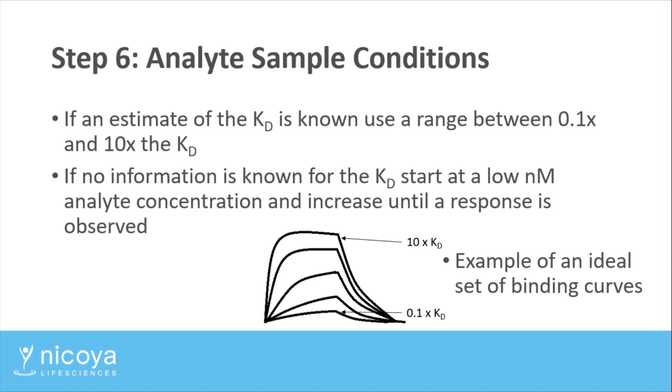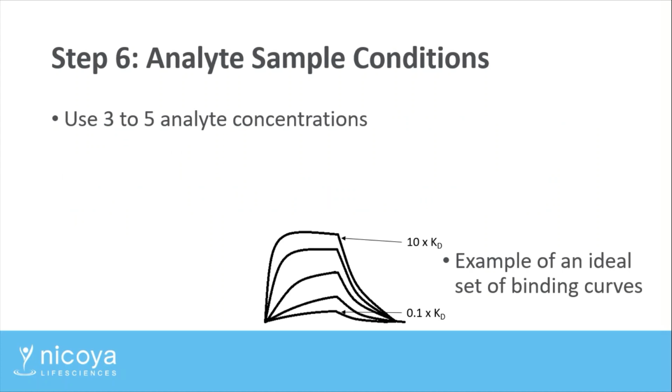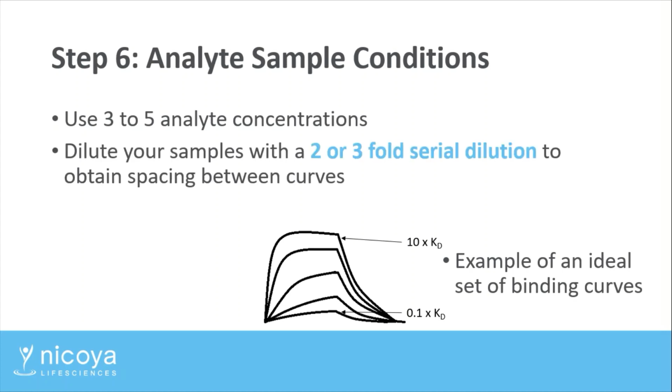If no information is known for the KD, it's recommended to start at a low nanomolar analyte concentration and increase this until a response is detected in the instrument. You'll also want to be using between 3 to 5 analyte concentrations for your analyte injections. And you're going to want to dilute your samples using either a 2- or 3-fold serial dilution so that you can obtain ideal spacing between your different binding curves.